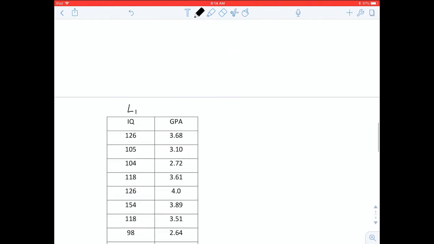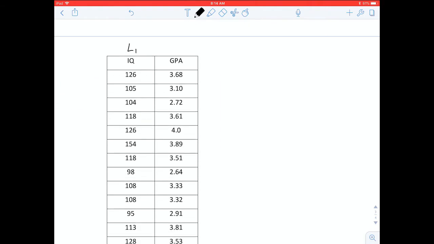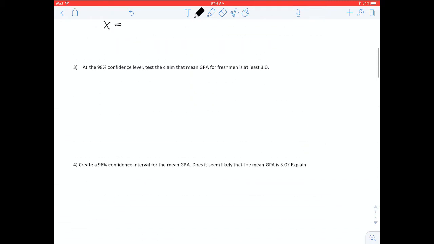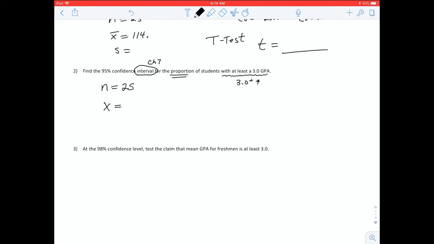So then you would just scroll over here to the data and then just count how many people have at least a 3.0. So once you finish counting that, that's going to be x. So x equals whatever you get, put that right here. And then the p-hat is when you divide those two, x divided by the sample size.